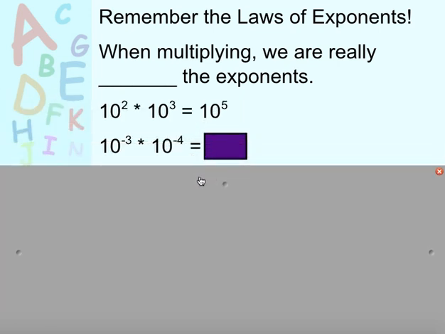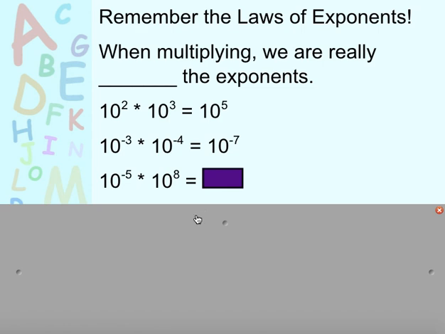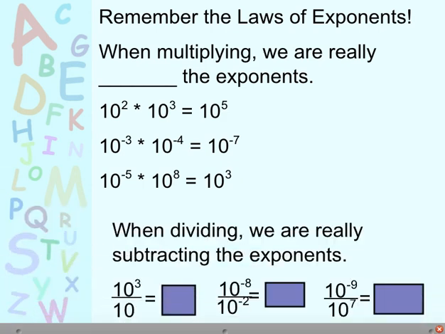10 to the negative third times 10 to the negative fourth, we add negative 3 and negative 4 to get 10 to the negative seventh. 10 to the negative fifth times 10 to the eighth, adding those together, we get 10 to the third. And when we're dividing, we are really subtracting the exponents. So 10 to the third divided by 10, well, this is 10 to the first. So 3 minus 1 is 10 squared.